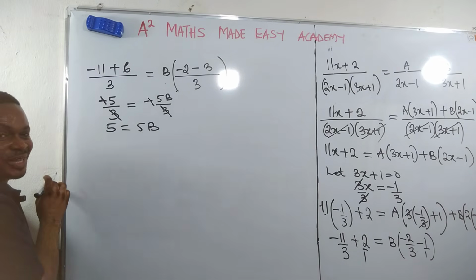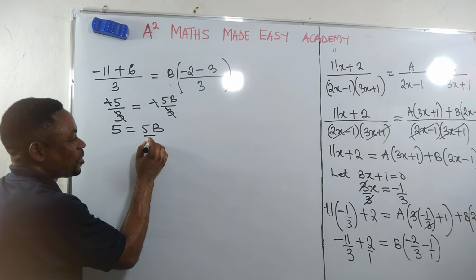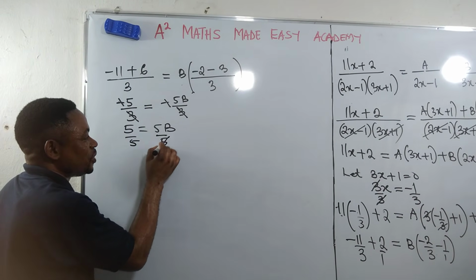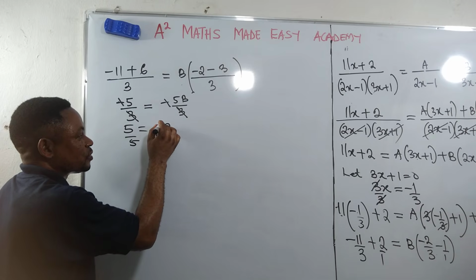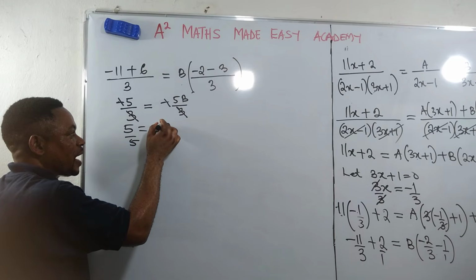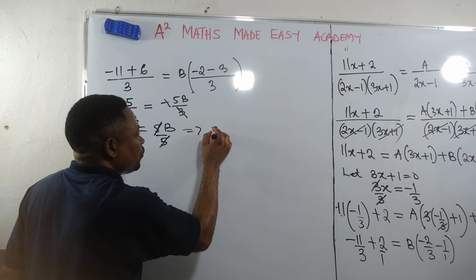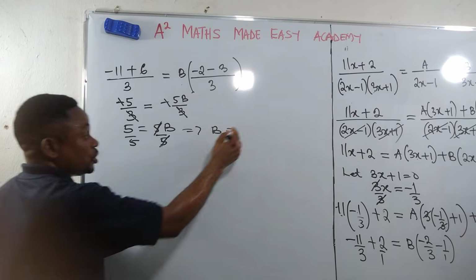Make B subject of the formula. Divide by 5. Divide by 5. We cancel 5. So which means the value of B is now 5 over 5, which is equal to what?